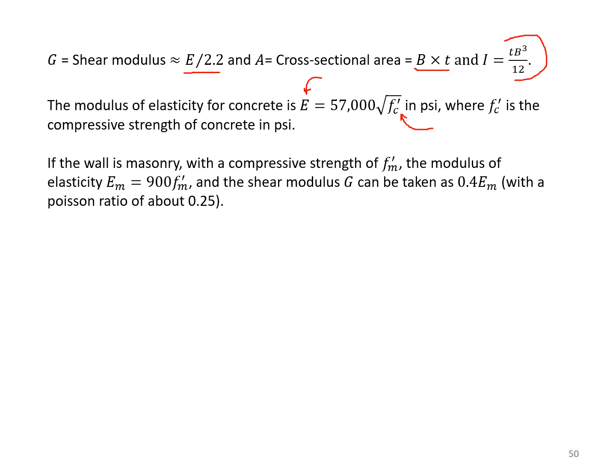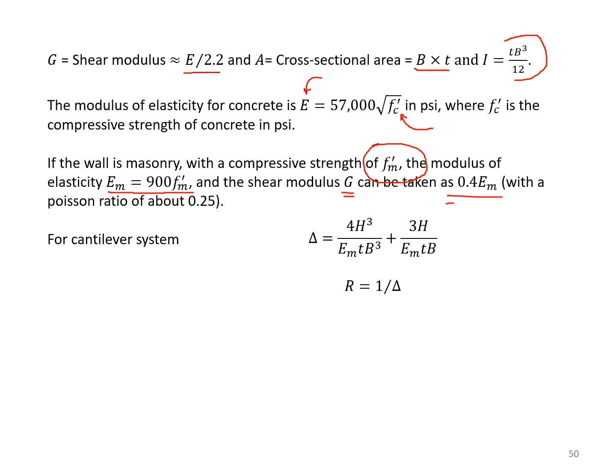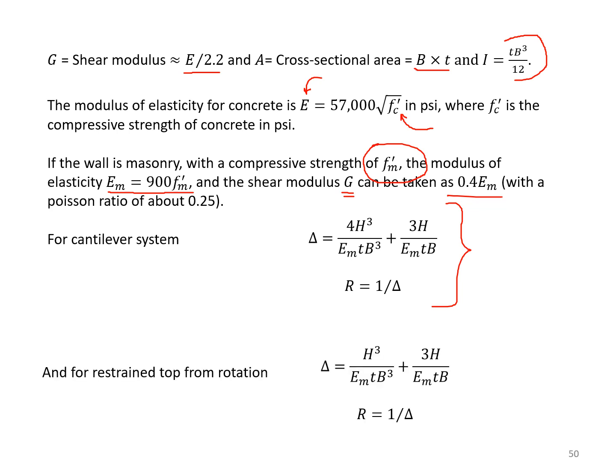Now, how about if it's masonry? For the masonry, if the compressive strength is f prime sub m, then the modulus of elasticity is shown as Em, which is 900 f prime sub m approximately. G, the shear modulus, is taken as 40% of Em with a Poisson ratio of 0.25. So for that, if it is a cantilever system, we can show that the equations are simplified like that. You know, T is the thickness, B is the width, and if the top is restrained, the equations are this. So that's for the masonry.